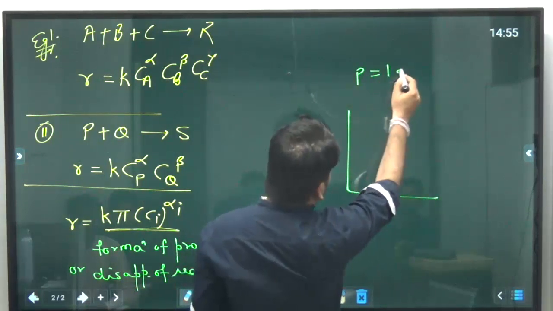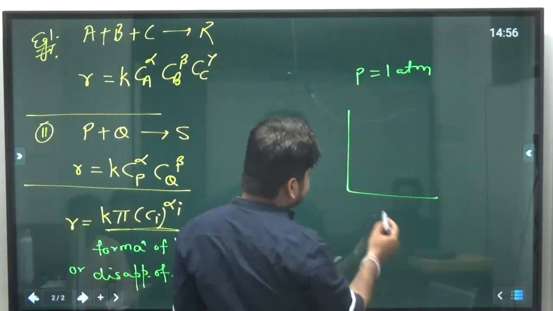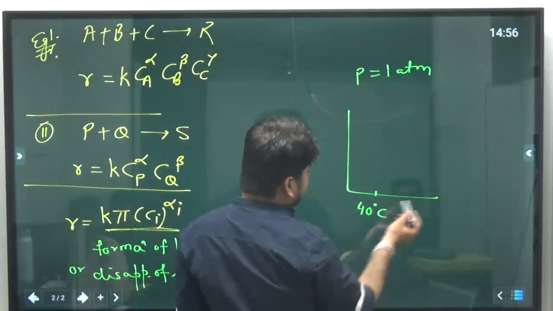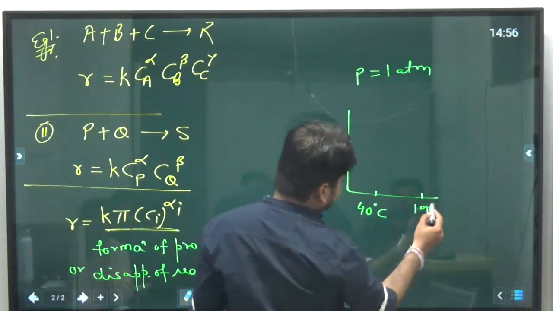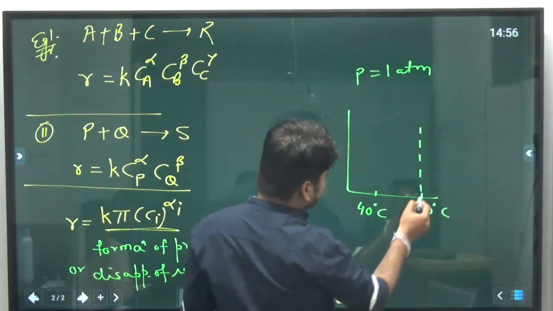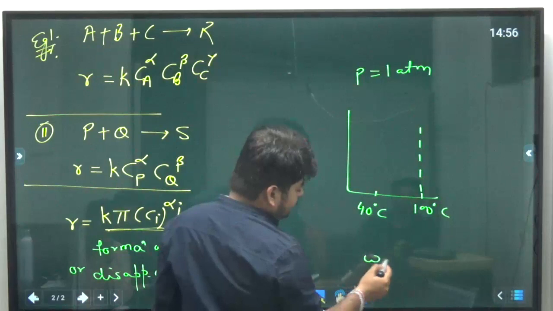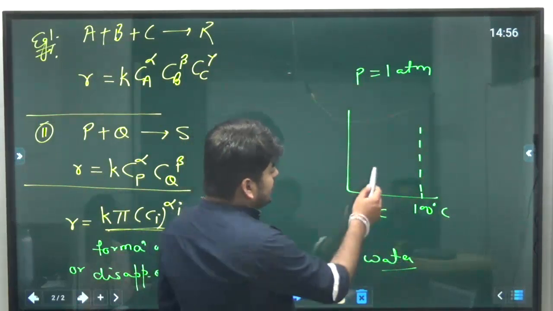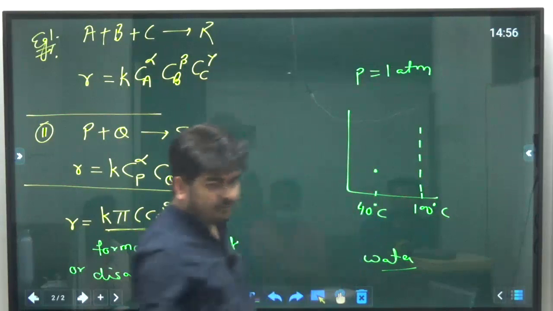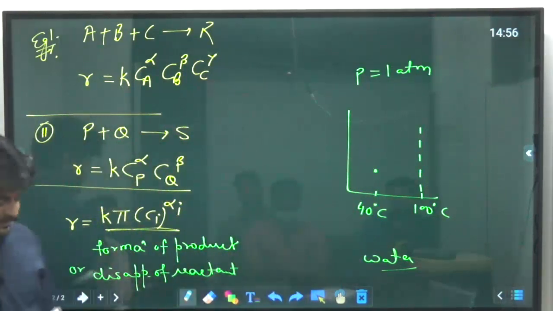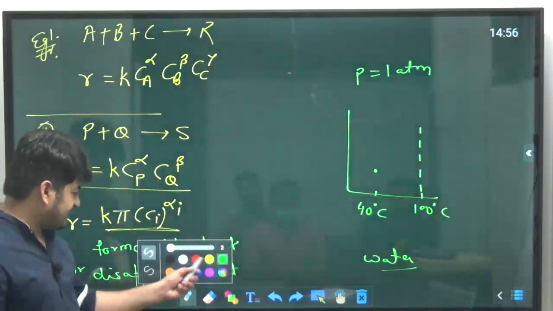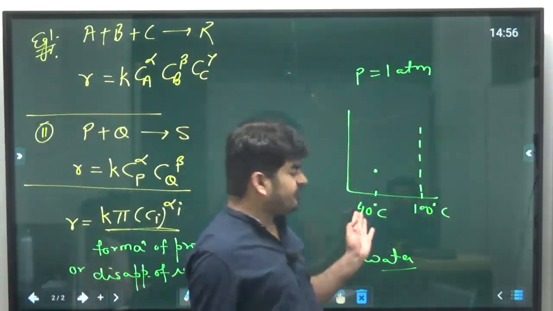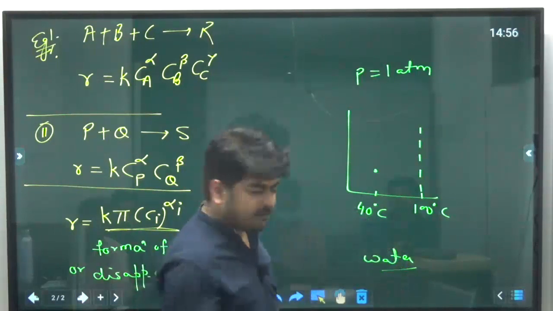Suppose at 1 atm, this is 40 degrees Celsius, this is 100 degrees Celsius. I am talking about water, pure water. So at this point, what will be the state of water? Water will exist in which phase? Liquid. At 1 atm and 40 degrees Celsius, that will be liquid.